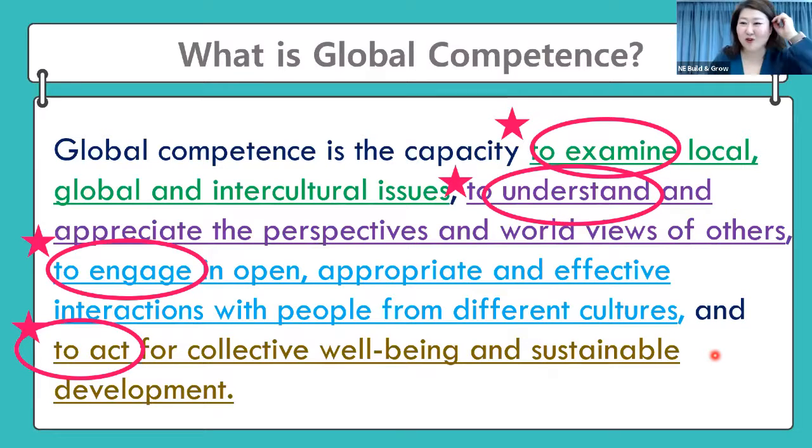Quite a lot of words, right? But if you look into it from the first, to examine local, global, and intercultural issues. Well, when we think about COVID-19, we need to look into that effect in our local community, right? My uncle owns a taco place around the corner, and they ran out of business because of this lockdown, right? It could be a really severe local issue. So we need to be able to look into that locally.